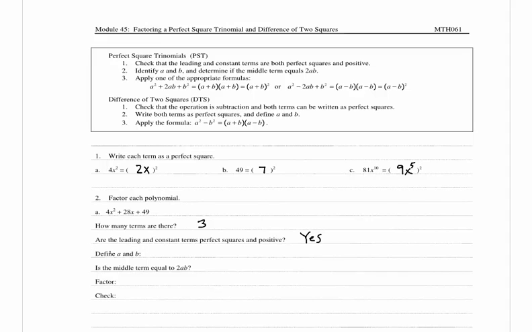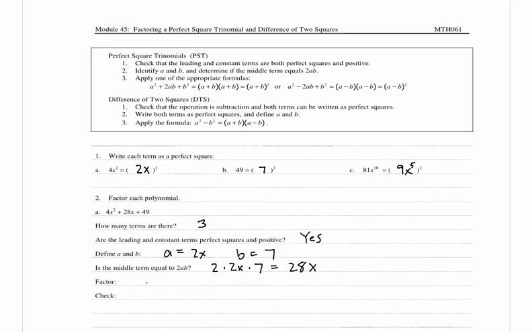And now it says define A and B. So A is equal to 2x, and B is equal to 7. And then it asks, is the middle term equal to 2AB? So if we do 2 times 2x times 7, we get 2 times 2 is 4, times 7 is 28, and then x. So the middle term is equal to 2AB.